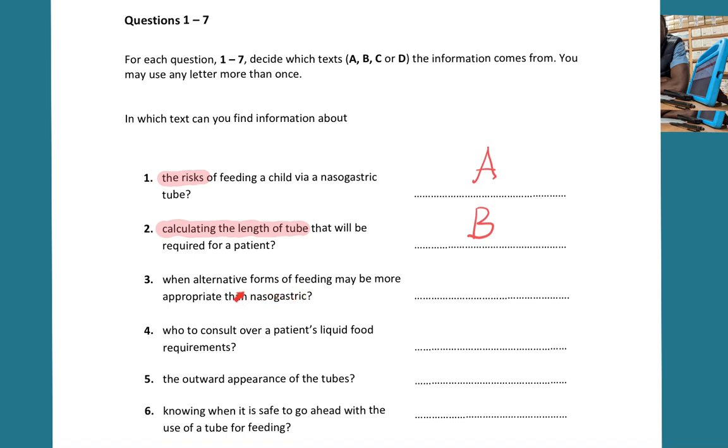Therefore, we have to go to the text that is more likely to contain that information. Text D is about feeds or fluid. Text C is about safety or aspirate. Text B is about type of tools and a procedure. And text A is about tube use and issues. Therefore, I'll be convinced to go to text A.